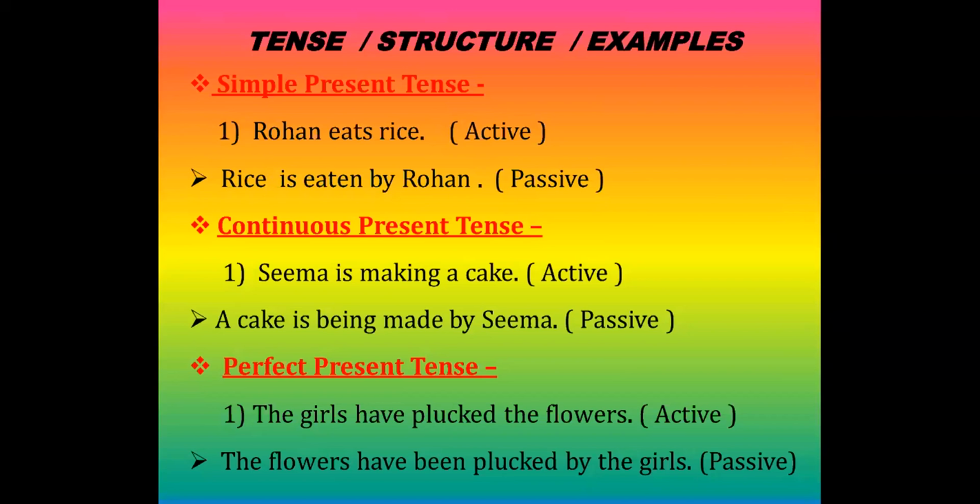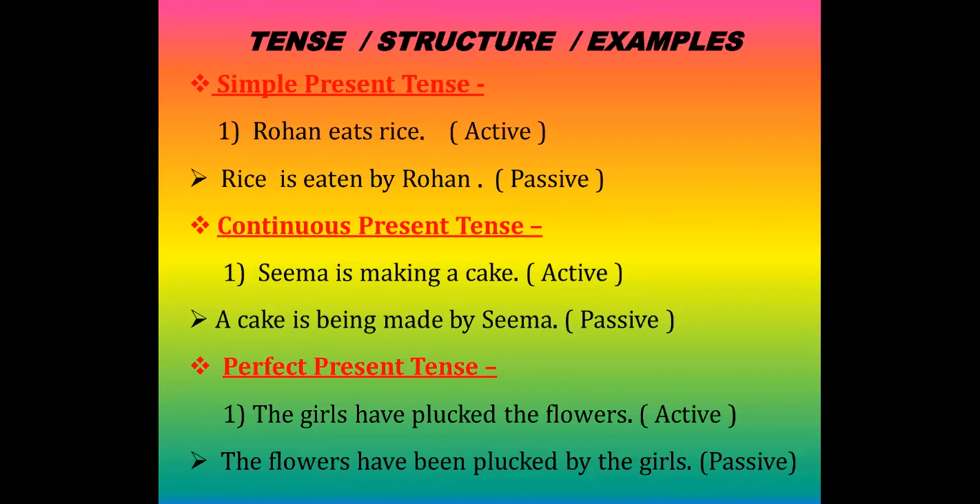Next, present continuous tense. Example: Seema is making a cake. What is the sentence in active voice? Seema is making a cake. Seema is subject, is making is verb, and a cake is object. So I will put first: a cake is being made by Seema. So object plus V3 plus by plus subject. So, a cake is being made by Seema.